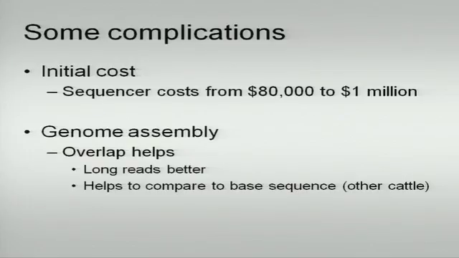Overlapping helps. Longer reads are better. Where I mentioned that we lose accuracy with longer reads, what they do help us do is give us a lot of overlap between the reads so that we can see, based on the base pairs at the end of one segment and the base pairs at the beginning of another segment, how they should fit together a little bit better. It also helps to compare to a base sequence of other cattle that have already been sequenced, and that's where that initial project was so important with the female Dominette.